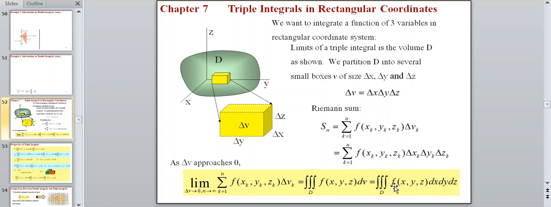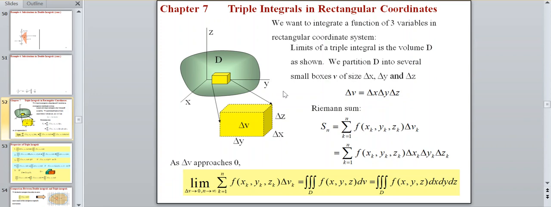So we know that the domain of this function is a subset of three-dimensional space, right? And you suppose that this function f on a bounded region like D in three-dimensional space is defined and is continuous, okay?